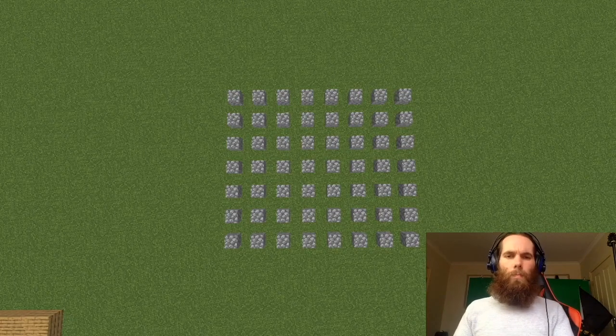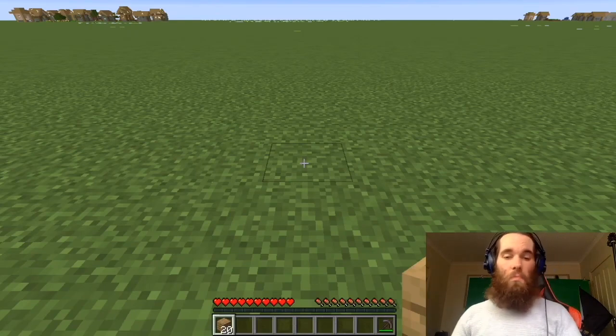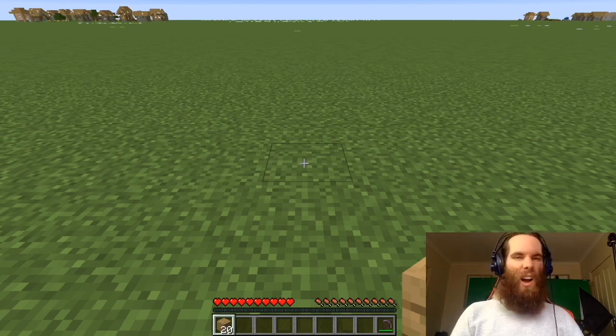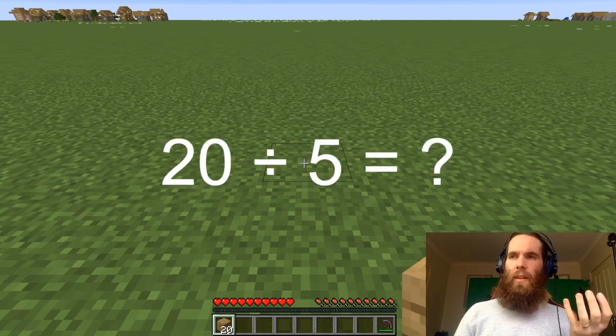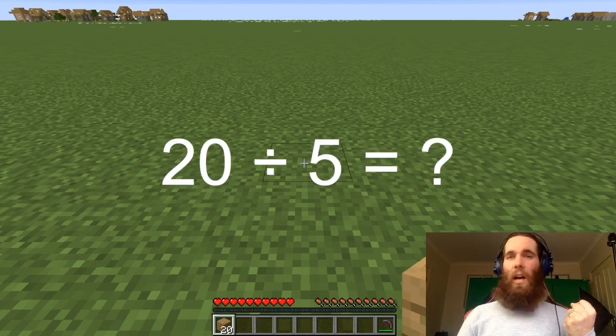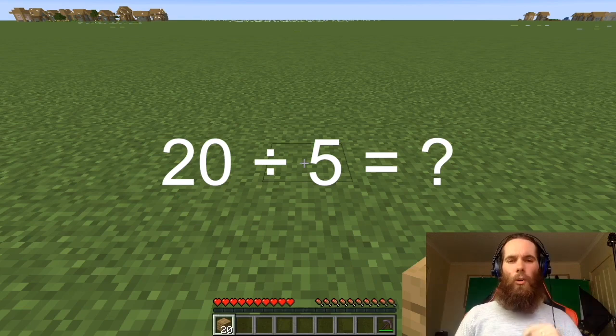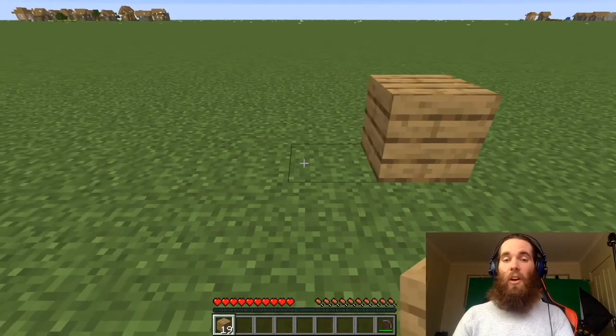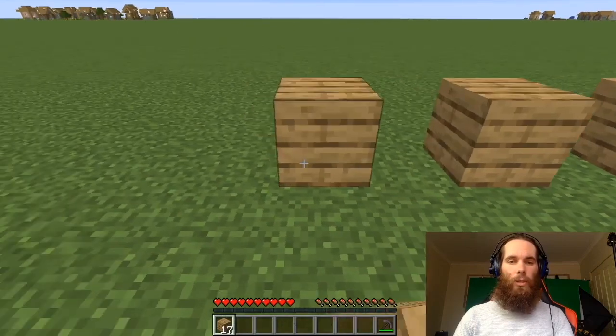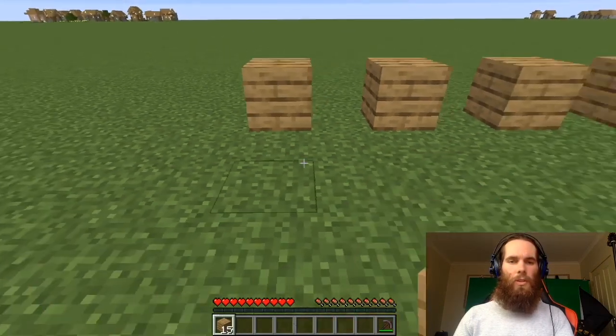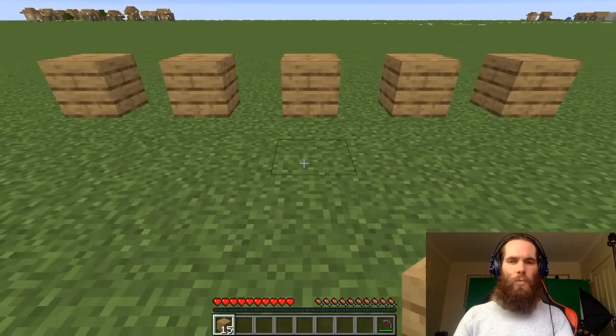Let's try another problem. Okay, so this time I've got 20 wooden planks. Now, let's say I want to break it into 5. Okay, so I want to break 20 into 5. Maybe I want to build 5 trees, 5 pretend trees, and I want to know how tall they would be. 5 wooden towers, I would want to know how tall they could be. So I'm going to do the same thing. So I'm going to divvy it up into 5 even groups. So 1, 2, 3, 4, 5. So you can see I've got 5 even groups.